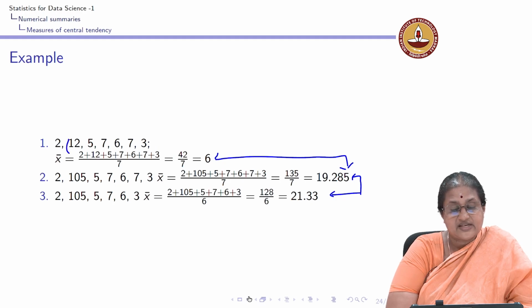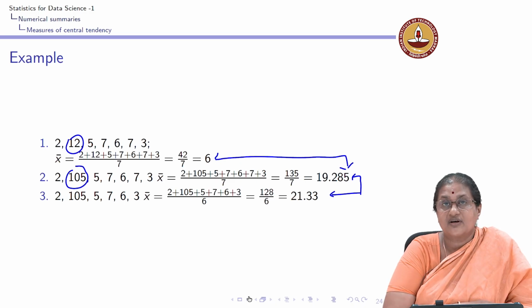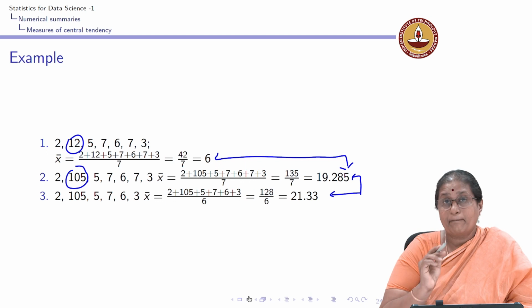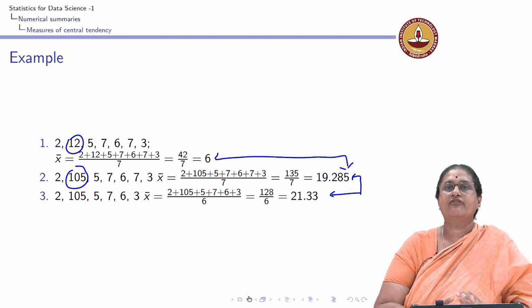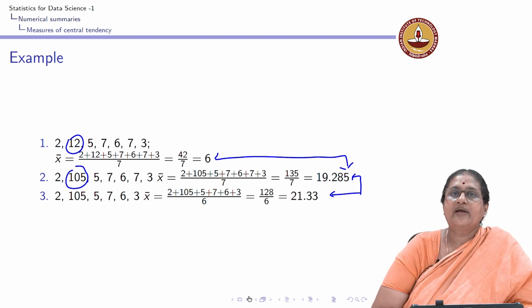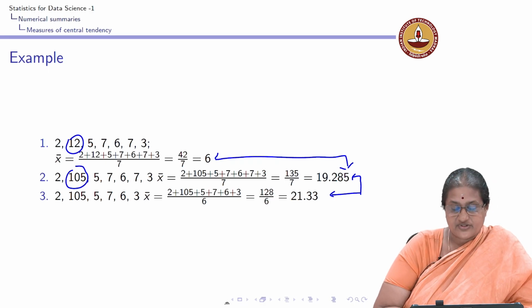different, this observation and this observation are very different from each other. So the mean is very sensitive to outliers. By outliers, I mean the number which is very different from what the typical data set behaves like.